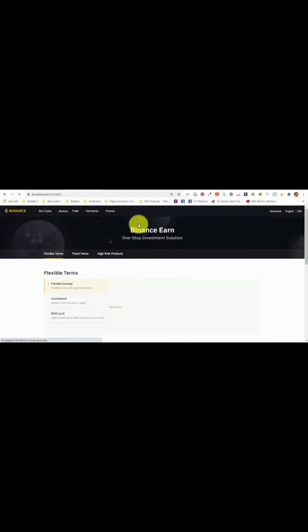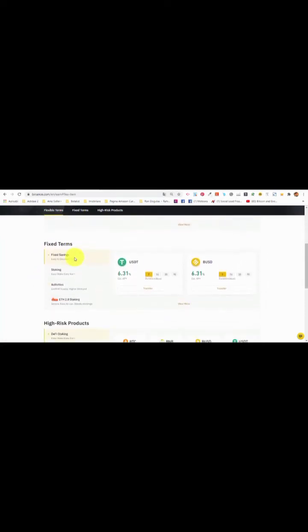in the menu you will see Binance Earn. You just click on Binance Earn. You are going to see that you have some type of earnings here. Okay, and if we are going to scroll down to fixed terms, you are going to see staking. Okay, and if we click on staking, we can see what we have for staking. Okay, view more, and here we can see all the offers that we have for staking.